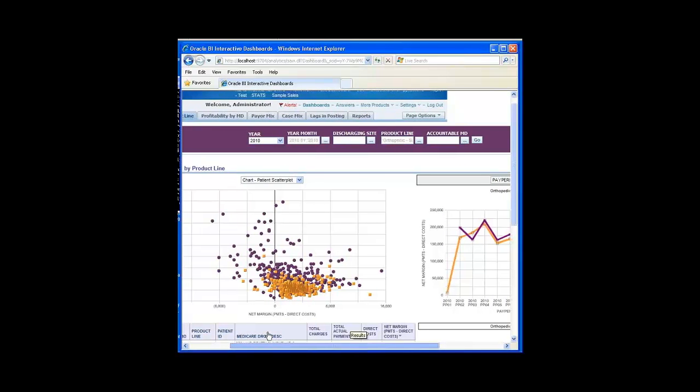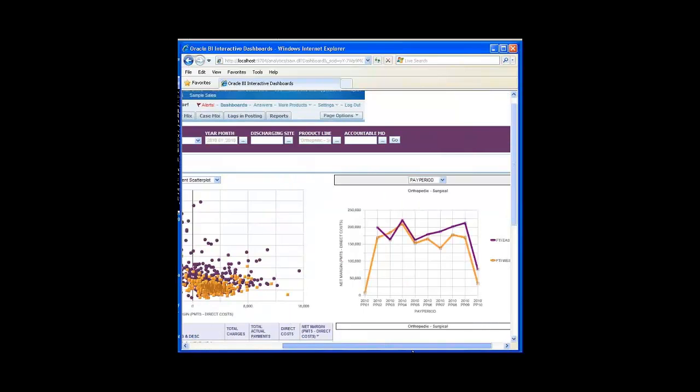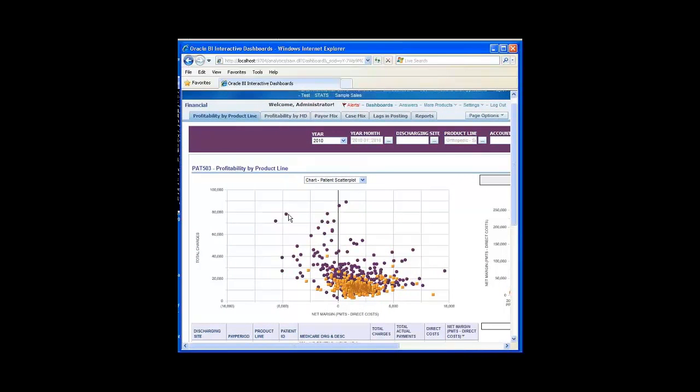So that's the objective of the profitability by product line: to show it in aggregate, whether it's trended over time, by pay period, by total cases, or the aggregate of the profitability over to the right, but also at the individual patient level, so you can understand what those outliers are and what's driving them. Any questions on that?